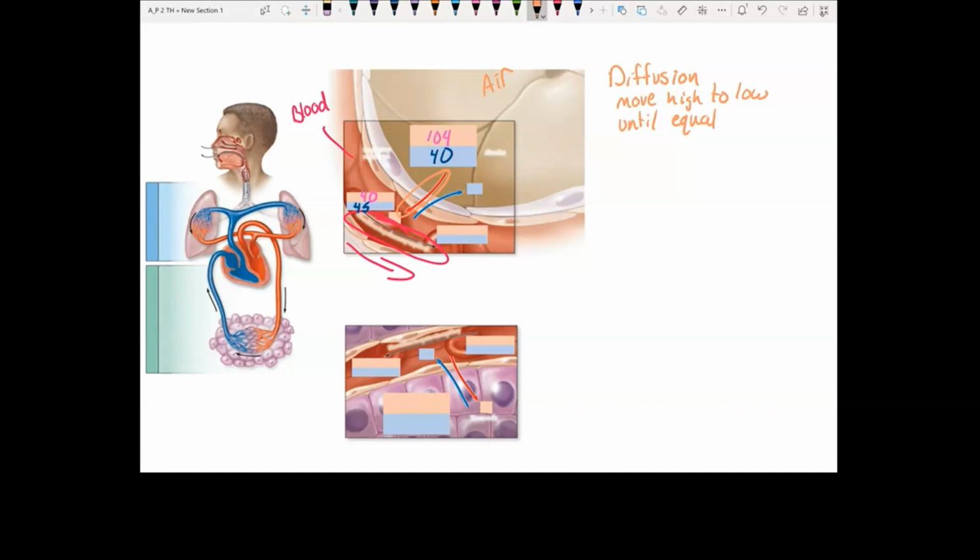Now, here's the part you have to think about. Let's say there's an oxygen molecule right here, and it moves into your blood. Well, that leaves an empty space here when it moves. You're not just going to leave that space empty. The next oxygen that was right here will move up to take its space. So now you have an empty space there. So then the next one right here moves up to take its space. And the next one moves up to take its space. You just keep having them move up to take each other's spaces.